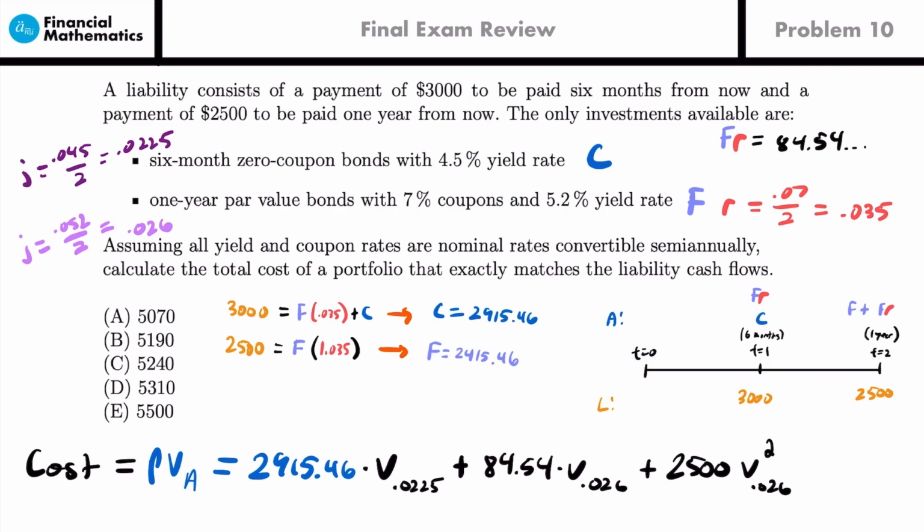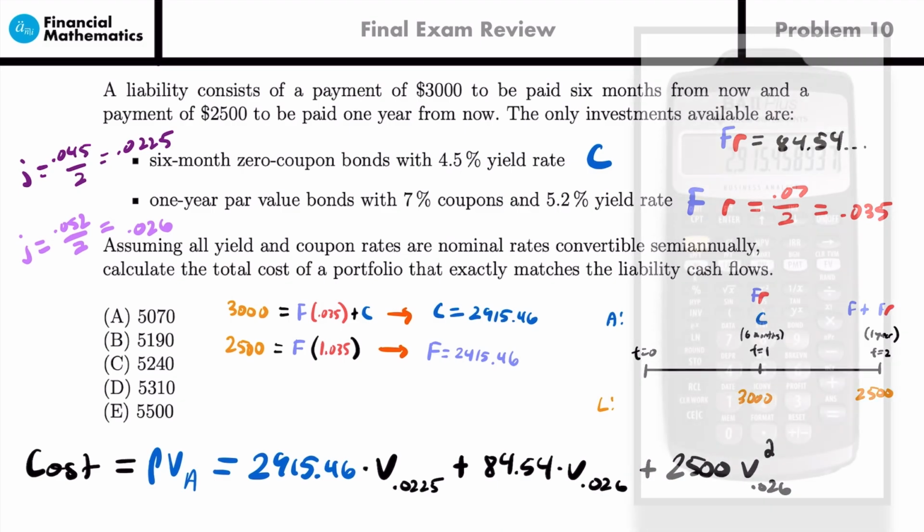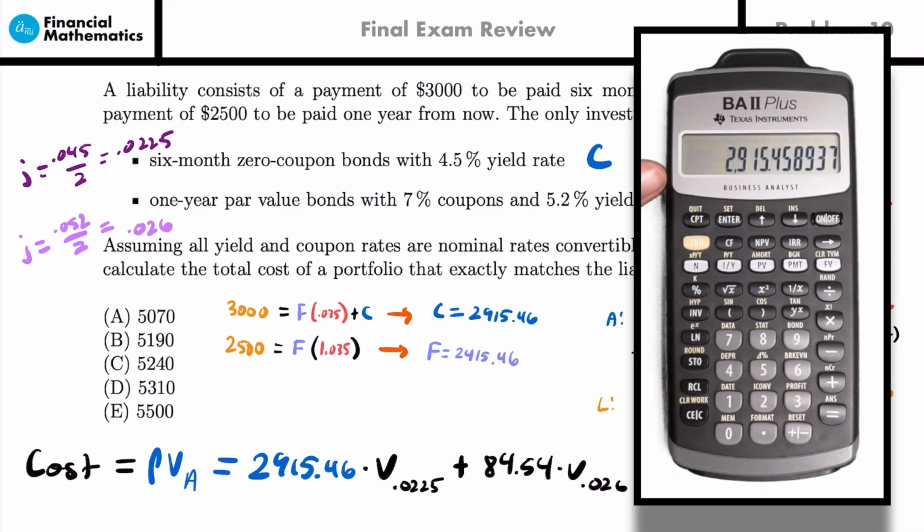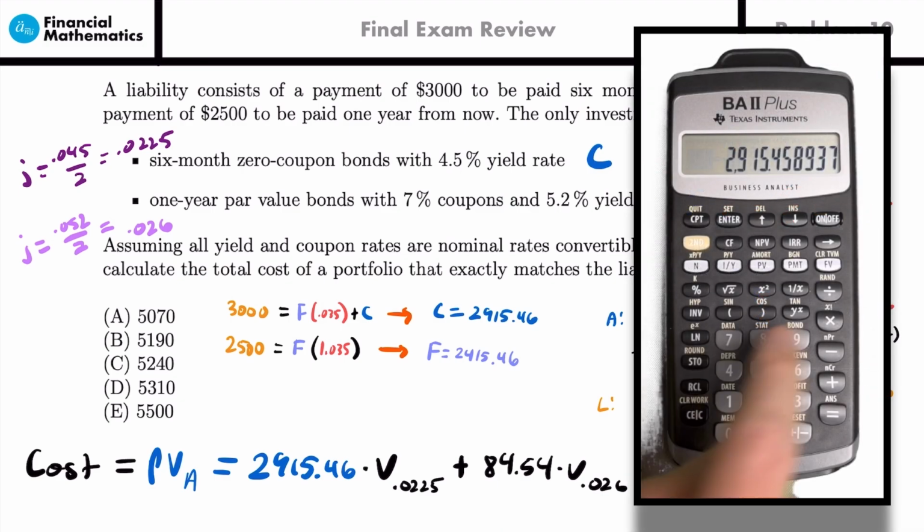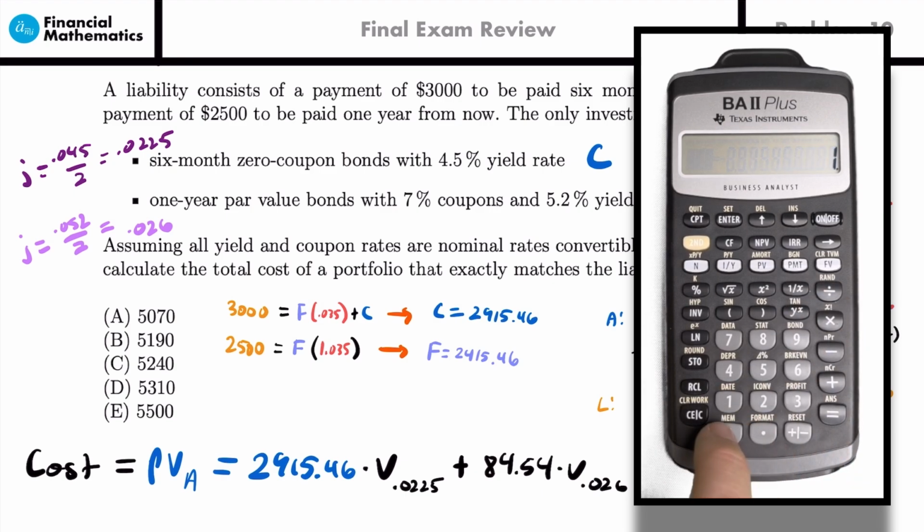Now we just have to plug all this into our calculator to calculate the cost of this portfolio that exactly matches the liability cash flows. So let's start with the redemption value here. We're multiplying it by a present value factor using this yield rate. So really we just need to divide it by 1.0225. I already have that value on my calculator here, so we'll hit divide by 1.0225. It equals. That part we're going to be adding to these other values later on, so I'm just going to store that in the 1 button for now.